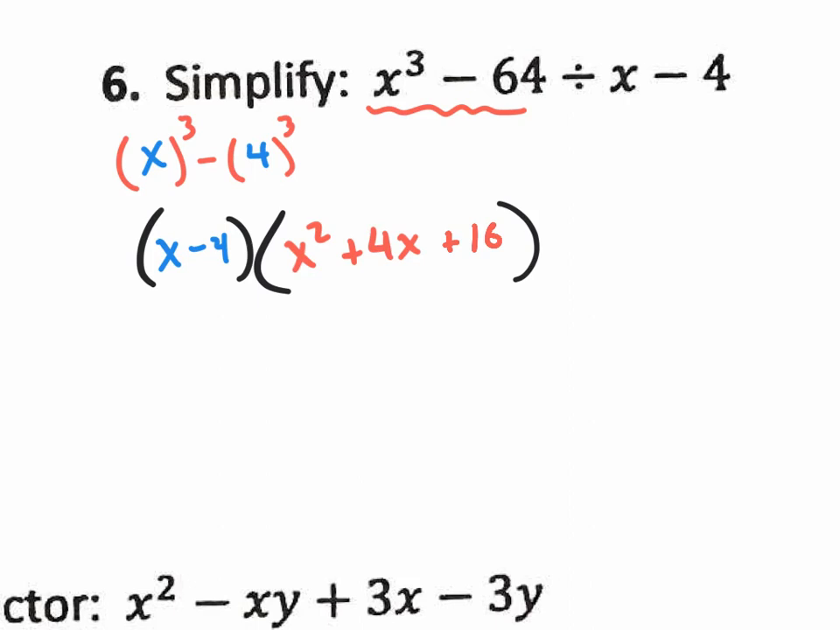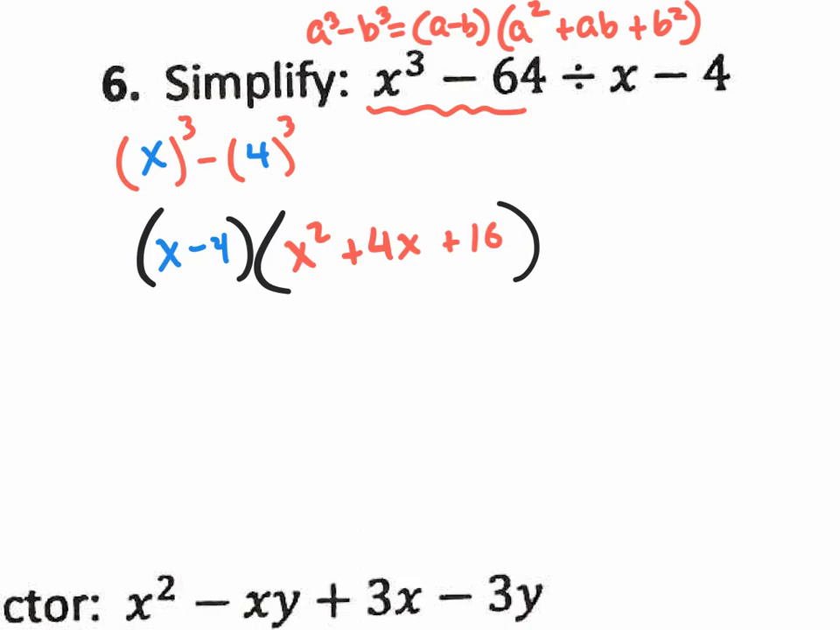To not confuse anybody, let me actually write down the formula. A cubed minus b cubed is equal to a binomial, a minus b, times a trinomial, a squared plus ab plus b squared. Okay, that's the formula. So once we identify the a and the b, you simply plug in your a and your b, and you're good.